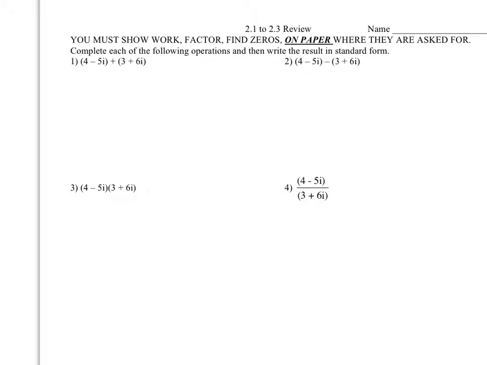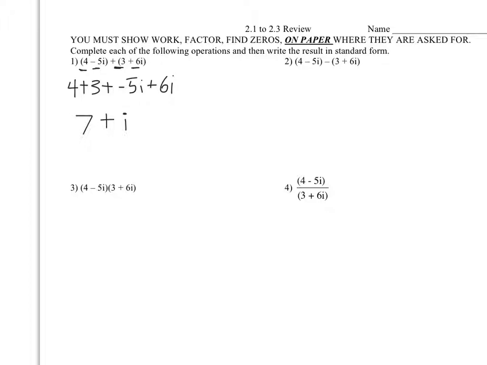All right, the first problem's on these complex numbers. We are supposed to add. And so if I want to add these, I don't need to worry about distributing anything for the parentheses. So I'm really just adding the two real parts and adding the two imaginary parts, and then combining them like they're like terms. So 4 plus 3 is 7. Negative 5i plus 6i would give me plus i.